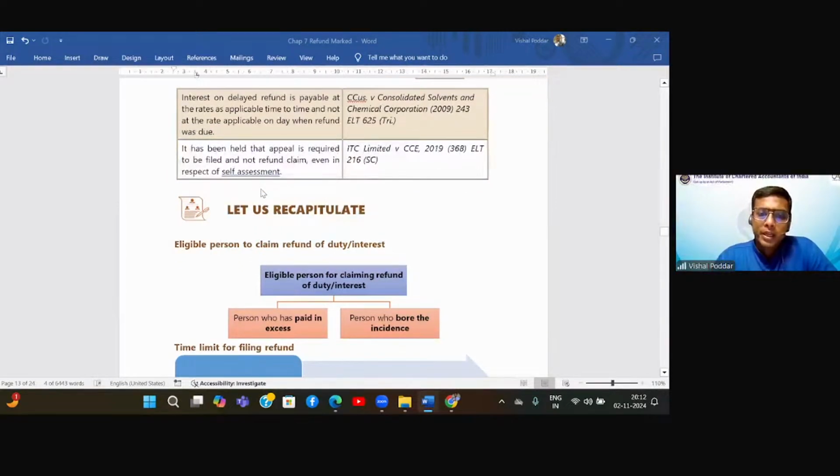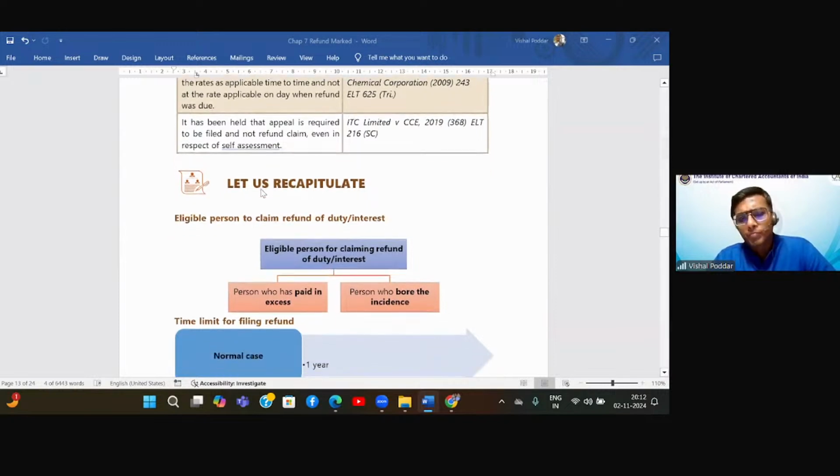And wherever assessment has been made and you want to challenge that, even though the assessment is self-assessment, so let us say assessment is done by you only, and later on you realize that it was wrong, you cannot directly go for refund. Either you go for appeal or you go for review. So automatic refund will not be allowed even where the assessment was made by you, that is self-assessment. I hope this particular point is clear.